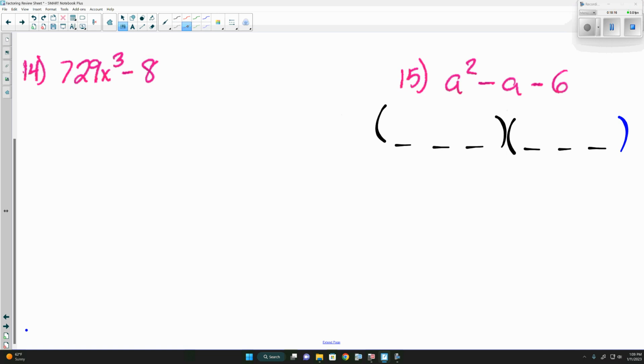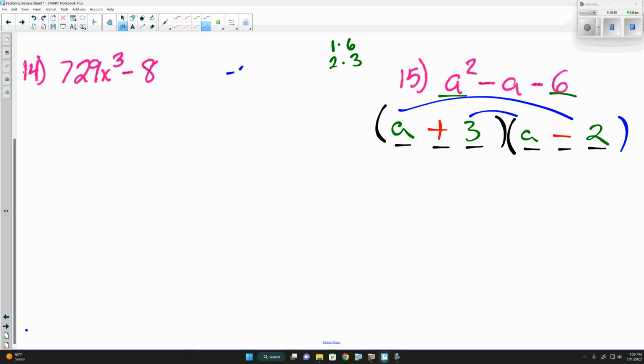All right. If the third term is negative, our signs are opposite. If the third term is positive, our signs are the same and they match the sign of the middle term. So here they're opposite. Now it's kind of nice for us here, because factors of a squared are a and a. 2 and 3. Yeah. We should put it the other way. Because if we do it this way, a times negative 2 is negative 2a. 3 times a is plus 3a, which gives us a positive a, yes?